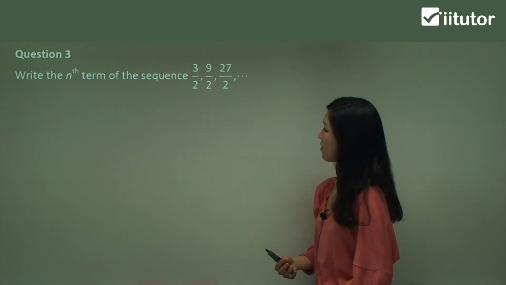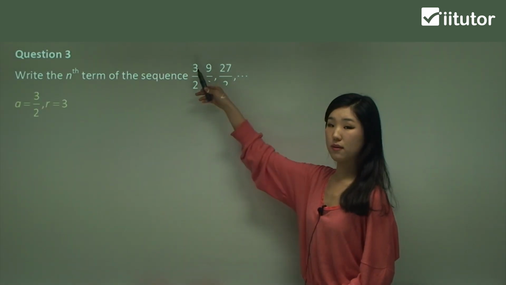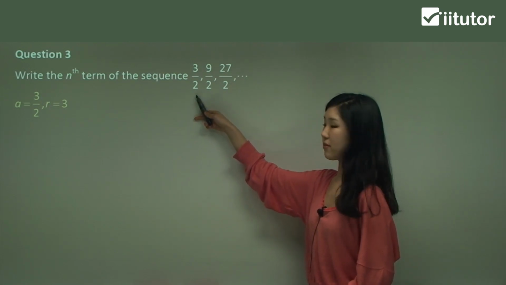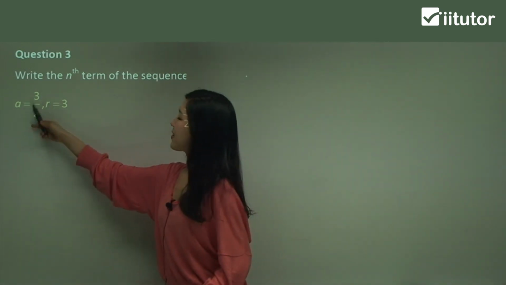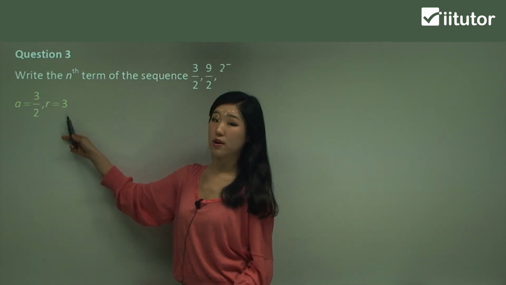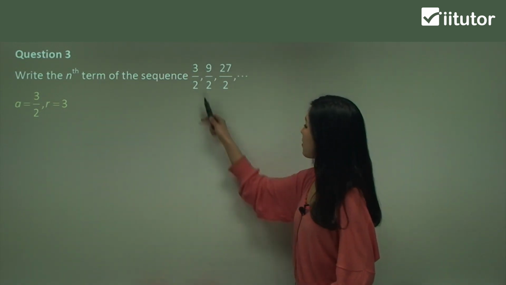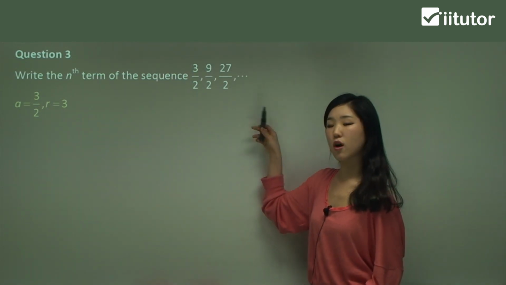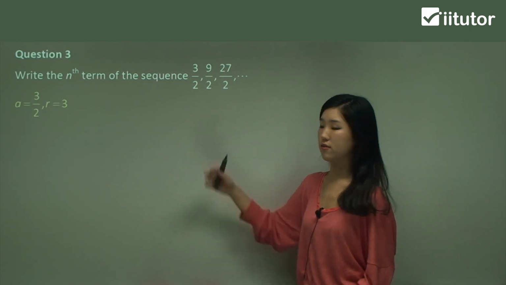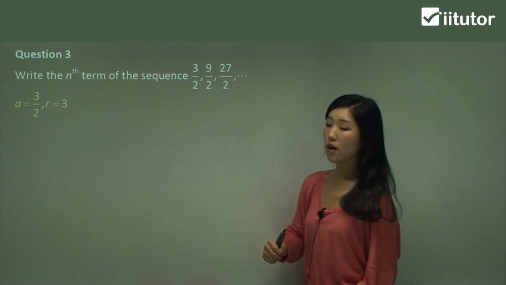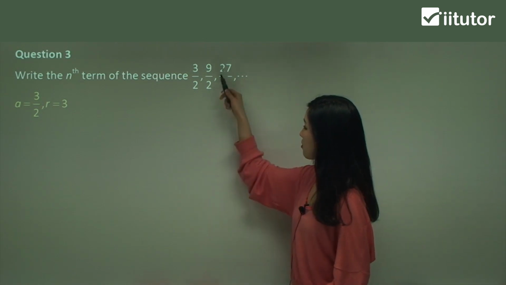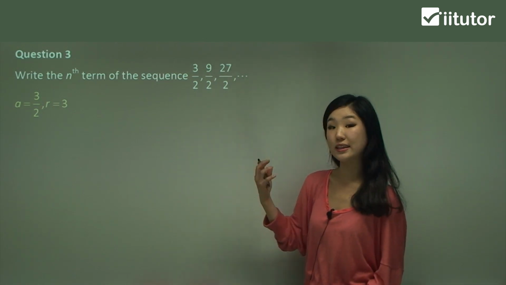So I hope you can see that the first term is definitely going to be 3 on 2, because that's the first one on the list. So A is going to be 3 on 2. It says R is 3. Let's see. See how the denominators are all the same? So obviously we're not multiplying by a fraction since the denominator is unchanged. So I guess we're multiplying something to the numerator by a single integer.